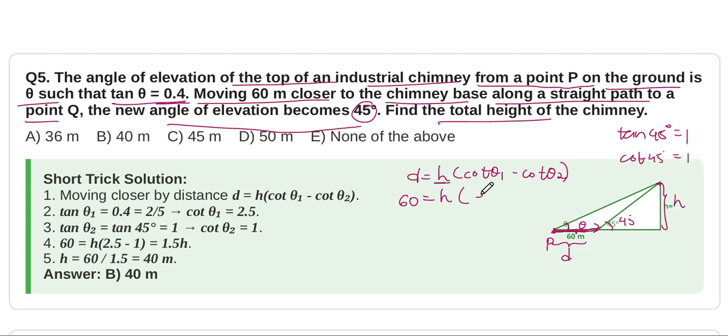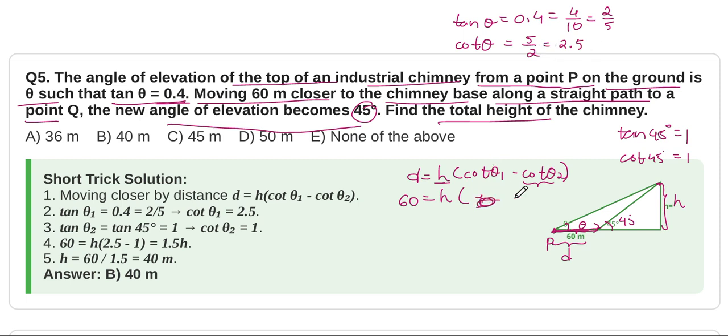So we'll write down 1 minus cot theta 2. The second angle is given: tan theta is 0.4. If we take the reciprocal of tan theta, we get cot theta. 0.4, if you write it properly, is nothing but 4 by 10. If we cancel out, we get 2 by 5. So cot theta will be the reciprocal, 5 by 2. 5 by 2 is nothing but 2.5, half of 5 is 2.5.